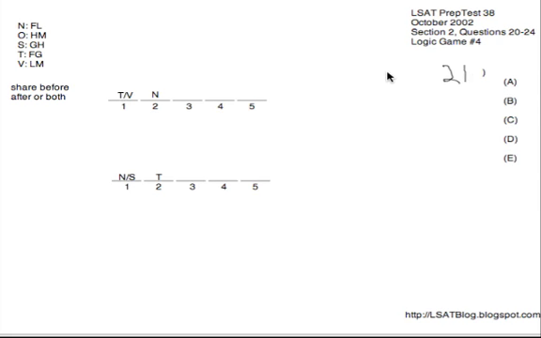Next, number 21, what can't be shared by the 3rd and 4th pieces? So if we scan through our songs and instruments here, we see that, of course, N is FL and T is FG. And there are only 2 F songs in the game, as there are only 2 songs for any instrument. Each instrument is only appearing on 2 songs. So if we already have F on 2 for certain, it would be impossible to have F be on both 3 and 4 as well.